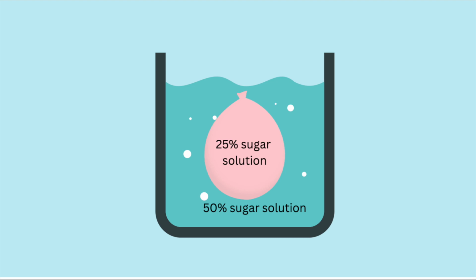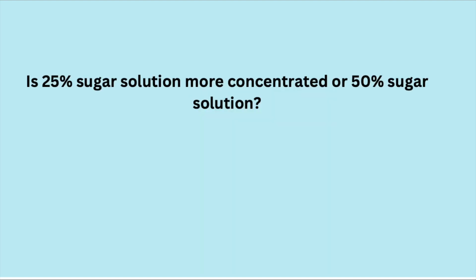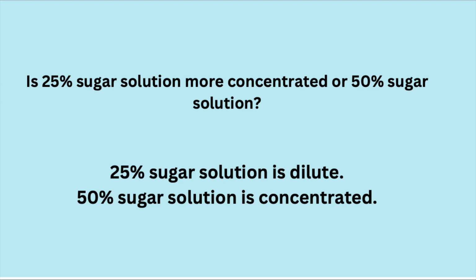Let's say there is a bag filled with 25% sugar solution immersed in a beaker with 50% sugar solution. Note that the bag serves as the semi-permeable membrane. Which direction does the water travel in? The first step to answering this question is to figure out which solution is concentrated and which is dilute. Is 25% sugar solution more concentrated or 50% sugar solution? The 25% sugar solution is dilute and the 50% sugar solution is concentrated.